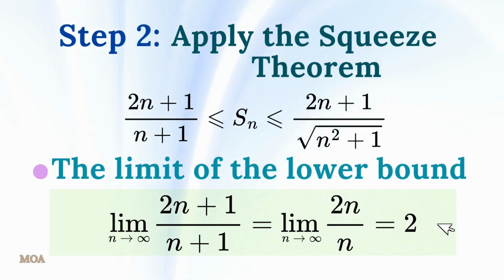Now, in this inequality, let us find the limit of the lower bound. Namely, the limit as n tends to positive infinity of 2n plus 1 over n plus 1, which is equivalent to the limit as n tends to positive infinity of 2n over n, which equals 2.